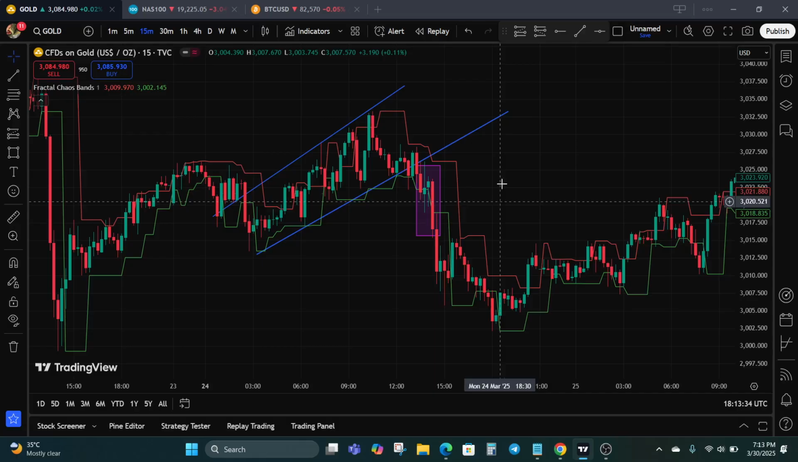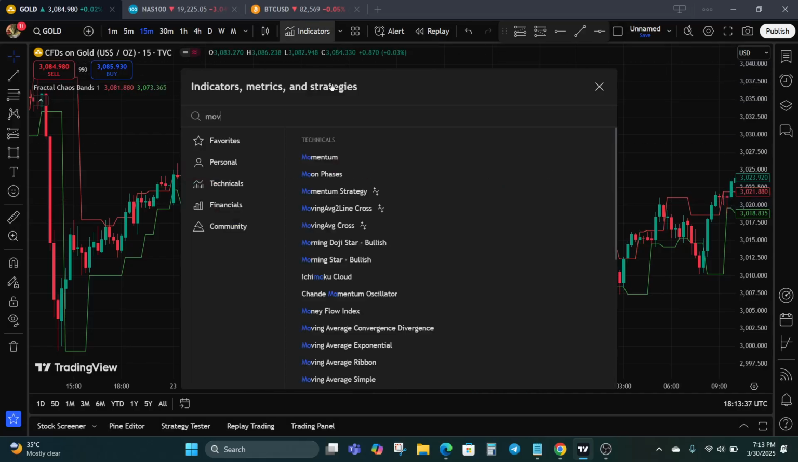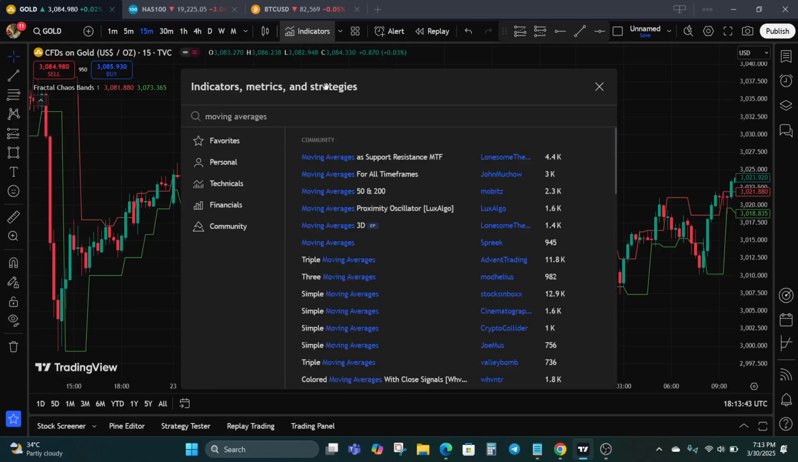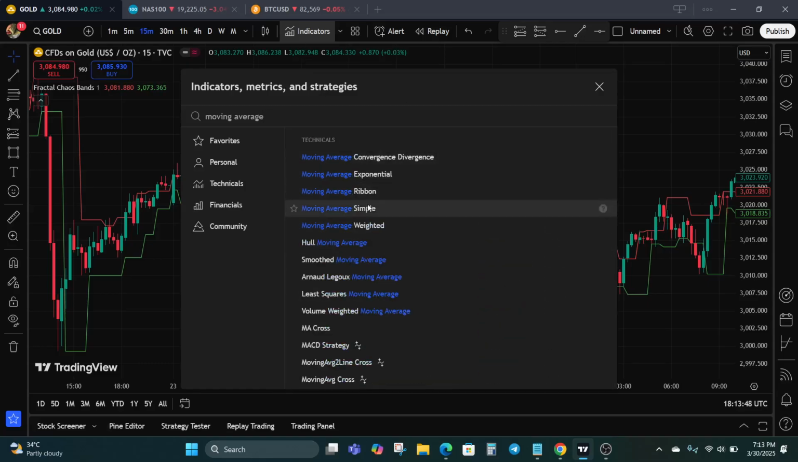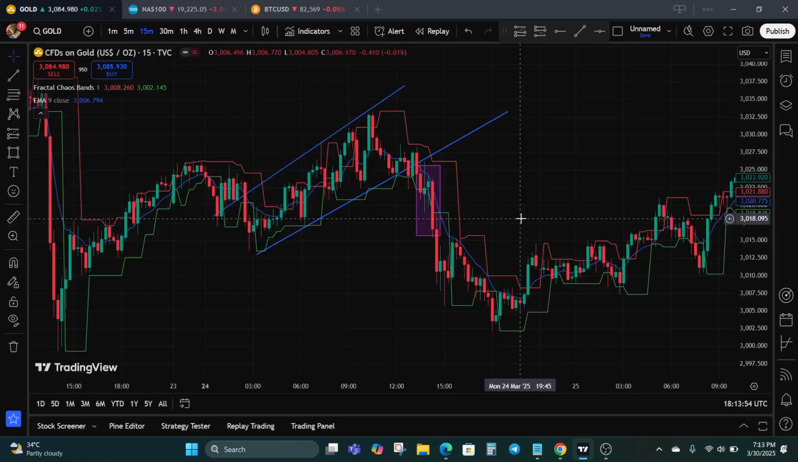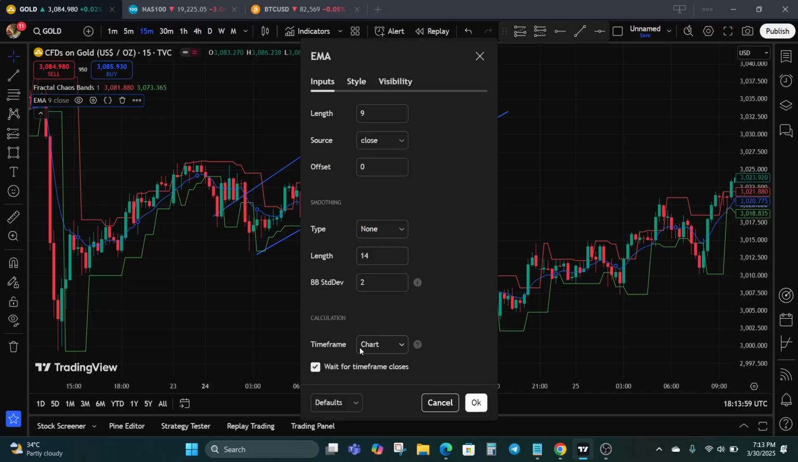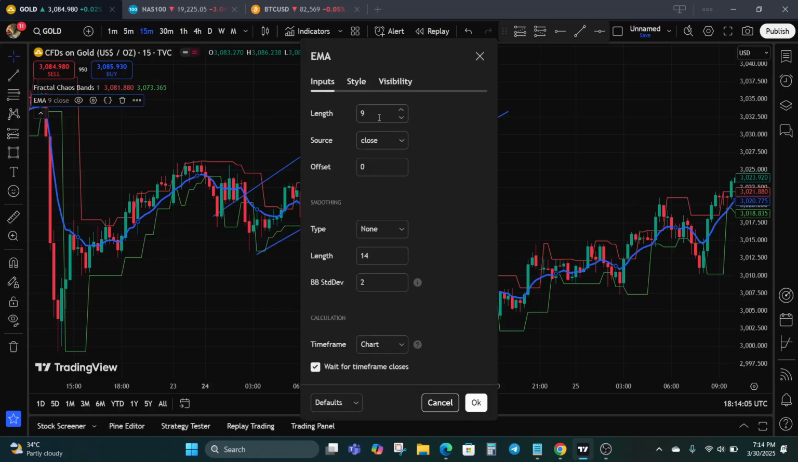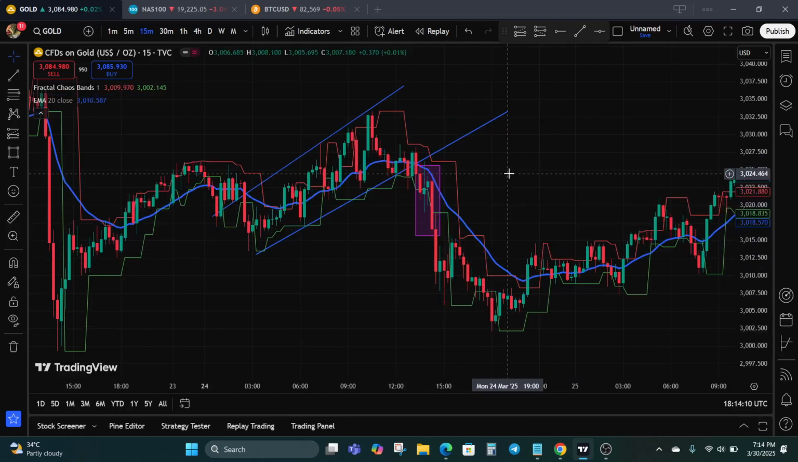Here's how. For example, you can decide to combine the fractal chaos bands with moving averages, just for trend direction confirmation, right? The moving averages give you the direction of the prevailing trend. It helps you to identify the prevailing trend direction, right? So the fractal chaos bands can be combined with moving averages to get confirmation about the trend direction.